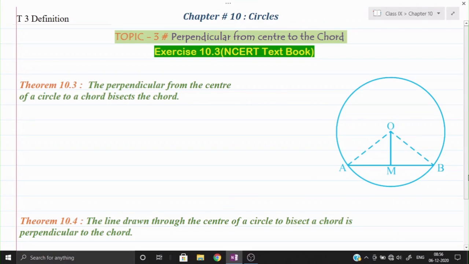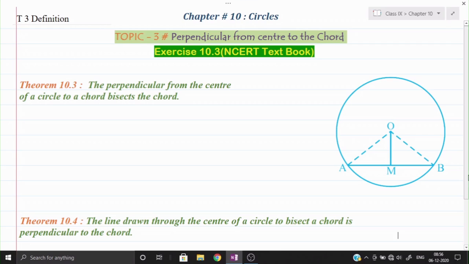Students, today we are going to start from theorem 10.3. In the previous session we have seen theorems 10.1 and 10.2. In that we have seen equal chords subtend equal angle at the center, and if two chords subtend equal angle at the center, then they are equal. Now we are going to see theorems 10.3 and 10.4.